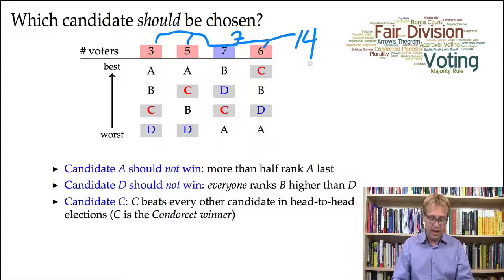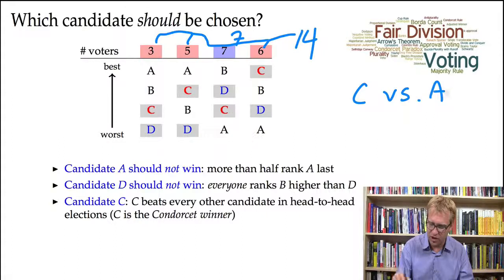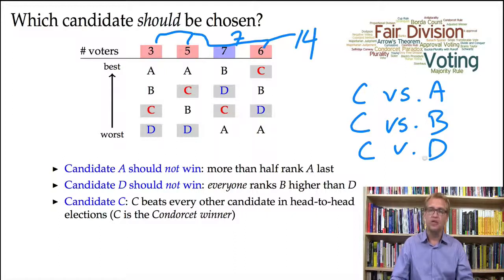So in head-to-head elections, Charles versus Ann, Charles versus Bob, and Charles versus Dora, Charles always ends up winning those elections. So since in every head-to-head election Charles wins, Charles should be declared the winner.